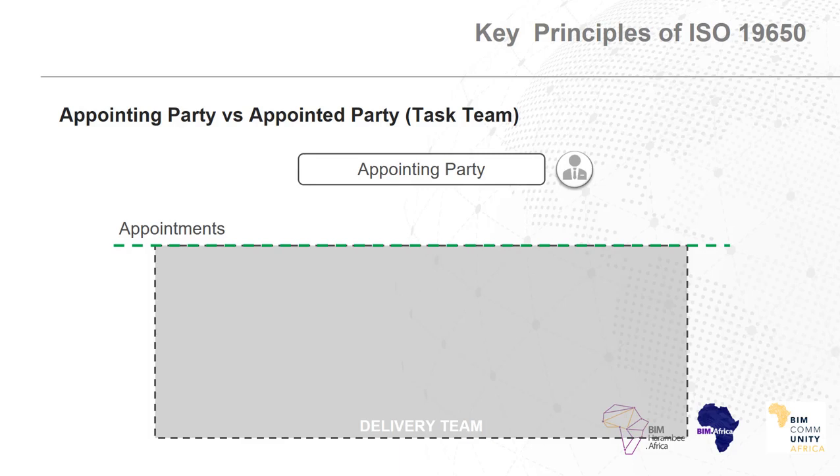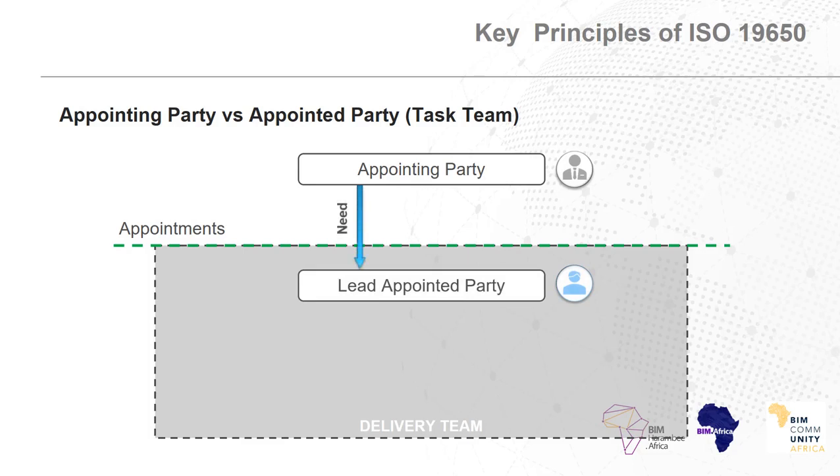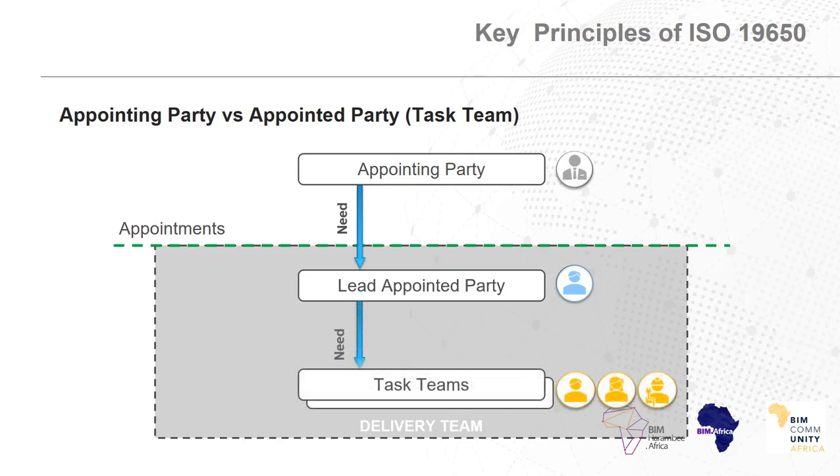The appointing party appoints a delivery team which is led by a lead appointed party. The lead appointed party will then have a number of task teams producing deliverables. The need is communicated down through the appointments, including the EIRs. Then the required deliverables are communicated back up the tree.